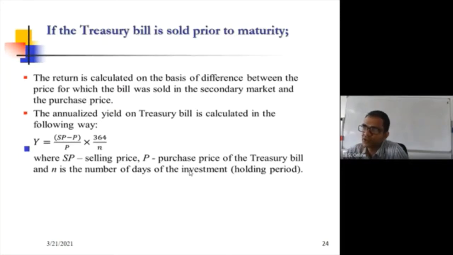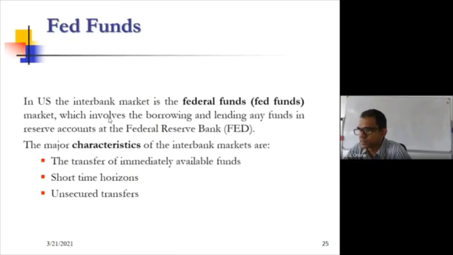In this case, if the treasury bill is sold prior to maturity, we did some examples. Still the same set of equations that you have to use. Instead of face value, here we use the selling price, the price at which you are going to sell it, and P is the price that you purchased. Any questions before we move into Fed funds?